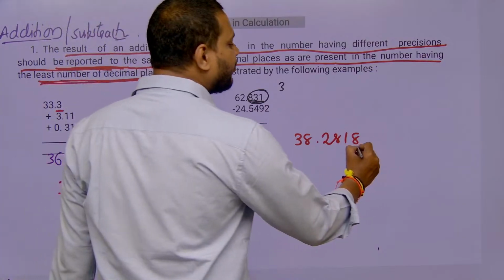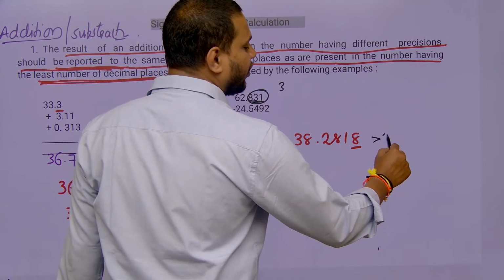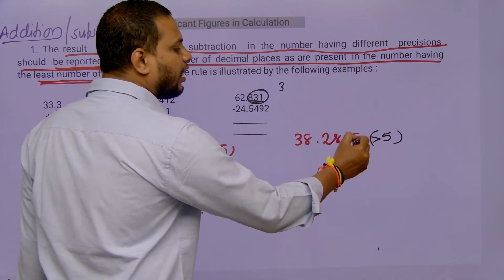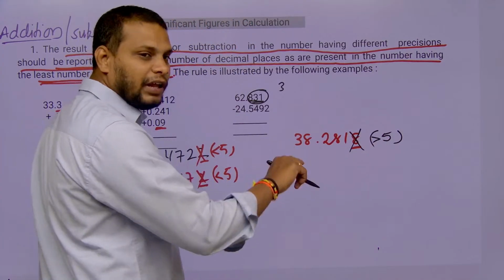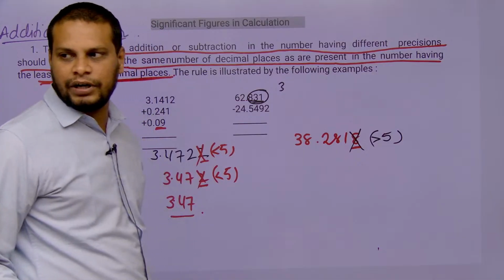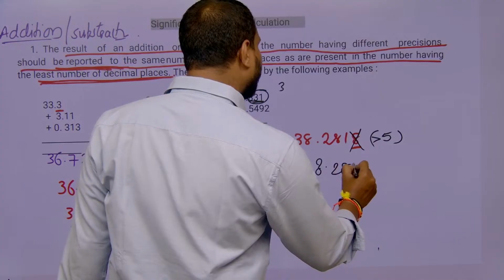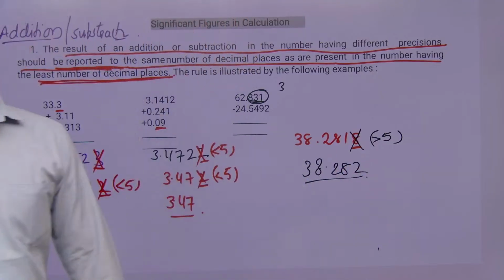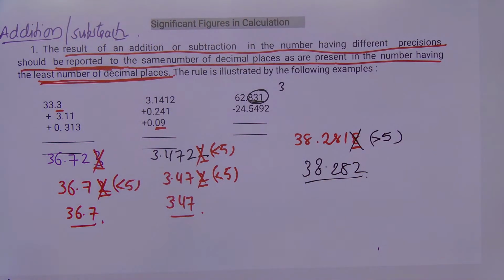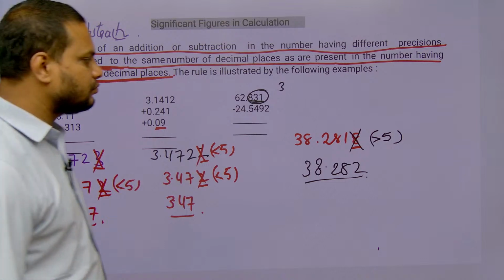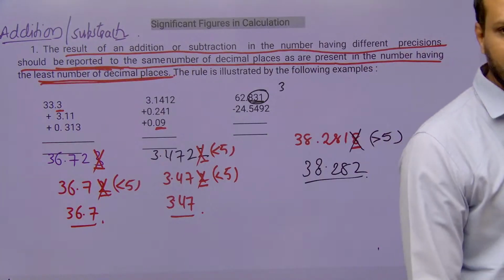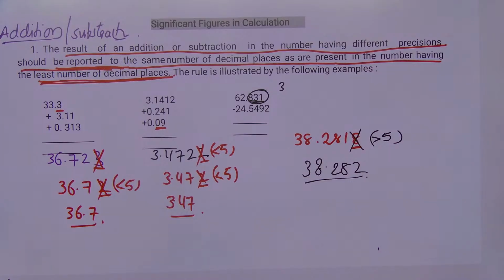Now the last digit is 8, right? 8 is greater than 5. Greater than 5 means cut down the last digit and add 1 to the preceding number. So then what is the answer? 38.282 is the answer. Clear? Preceding number plus 1 because the last digit is greater than 5. Did you get it? Yeah.